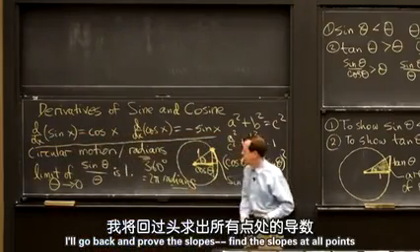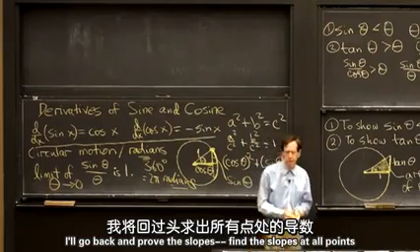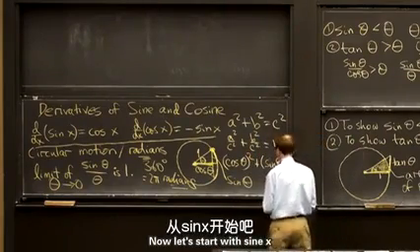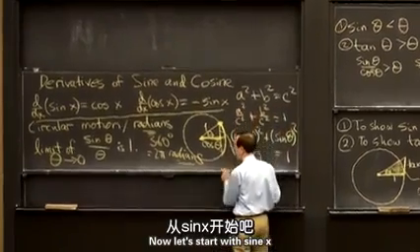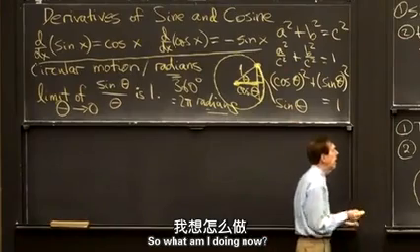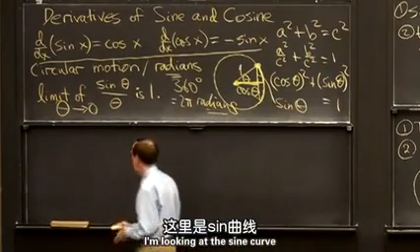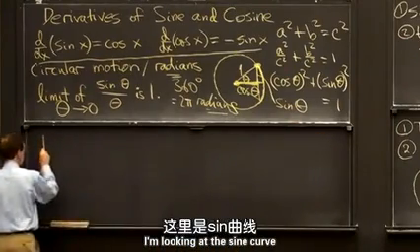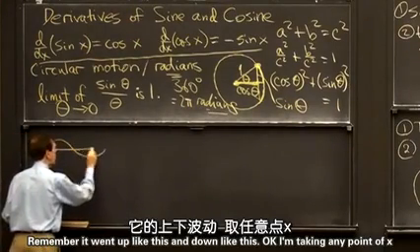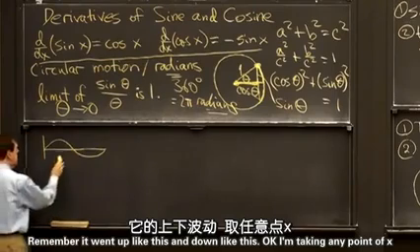slopes, find the slopes at all points. Okay, so at all points. Now let's start with sine x. So what am I doing now? I'm looking at the sine curve. You remember it went up like this and down like this. I'm taking any point x.